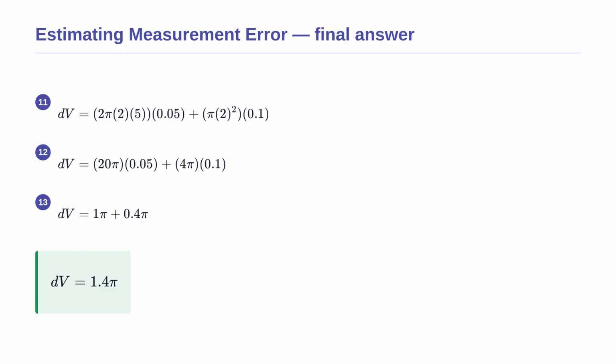This gives 20 pi times 0.05 plus 4 pi times 0.1. Multiplying these out makes the individual contributions very clear. The radius error contributes 1 pi cubic meters of error, while the height error contributes 0.4 pi cubic meters. Notice that even though the height had a larger measurement error, the radius error impacts the volume more because the radius is squared in the original formula. Adding them together gives a final estimated error of 1.4 pi cubic meters.